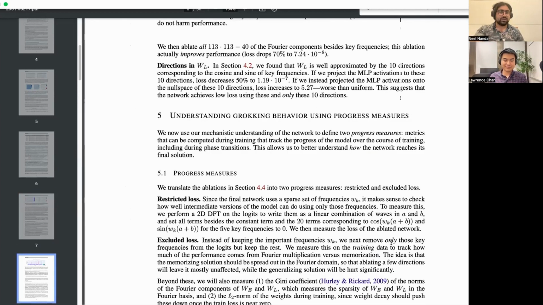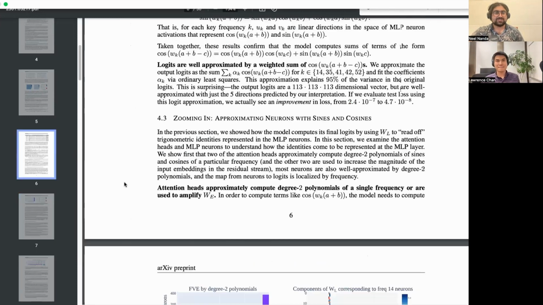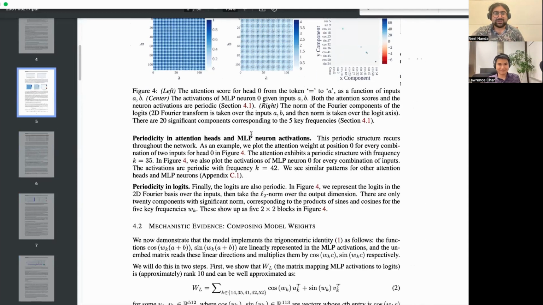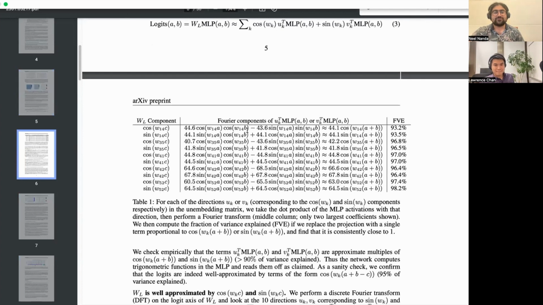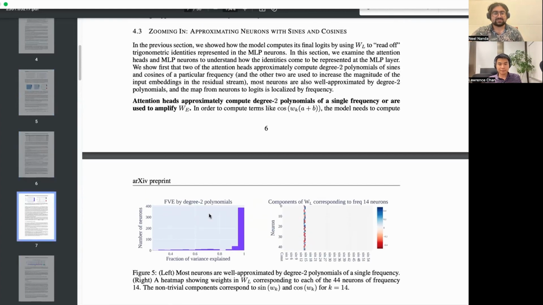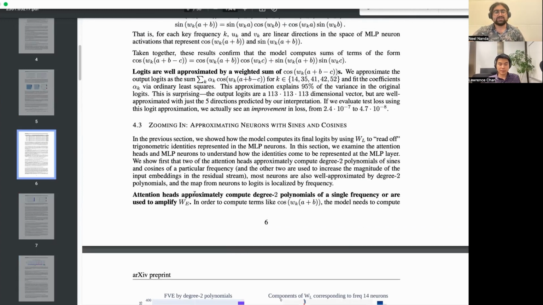Zooming out, we've just presented 4 lines of evidence that make us believe we understand what's going on. The bits of evidence were, oh my god, everything is so periodic. Then we can read off from the neuron logit map weights what it's picking up in the MLPs, and it's exactly what we expect. Then we can zoom in on specific neurons, and they're approximated really well by degree 2 polynomials, and they cluster predictably by frequency. We can also understand the attention heads, which I believe one of the appendices goes into in a lot more detail.